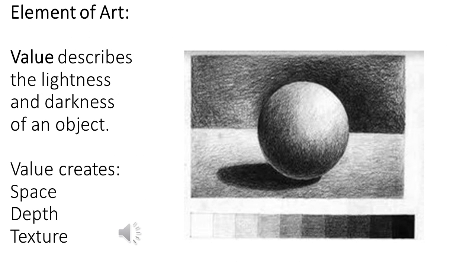So the element of art we're going to talk about now is value, and value really is the element that describes the lightness and darkness of an object. Value can create space, depth, and texture.